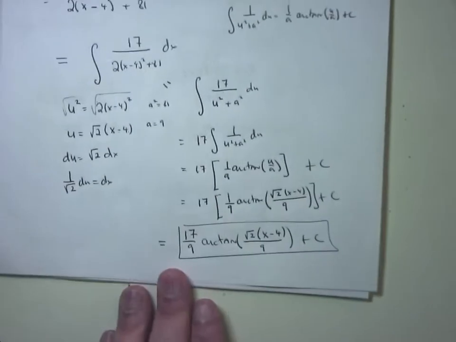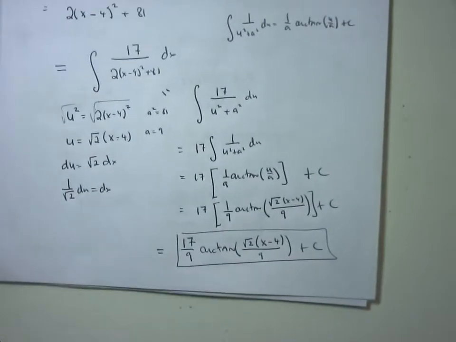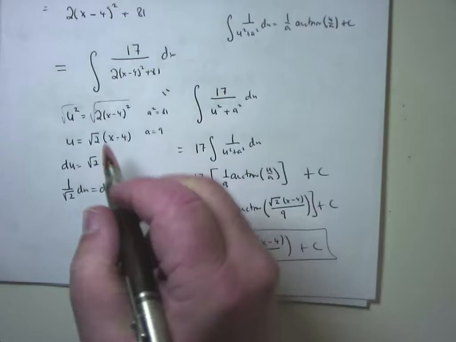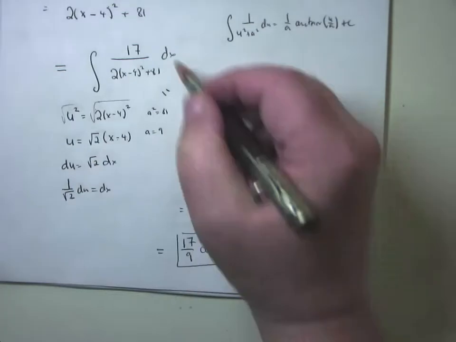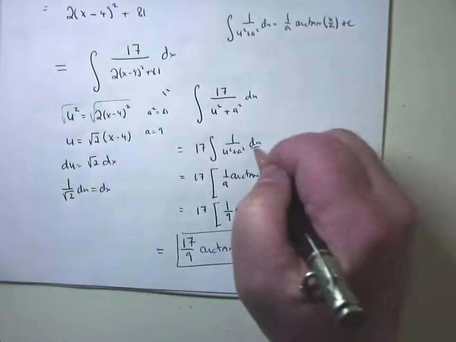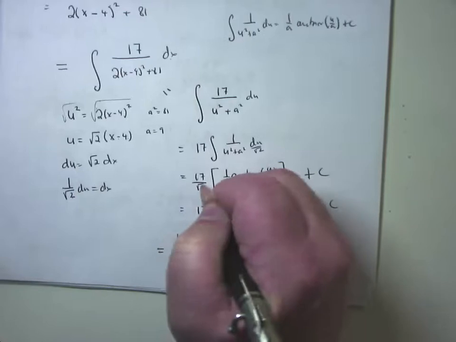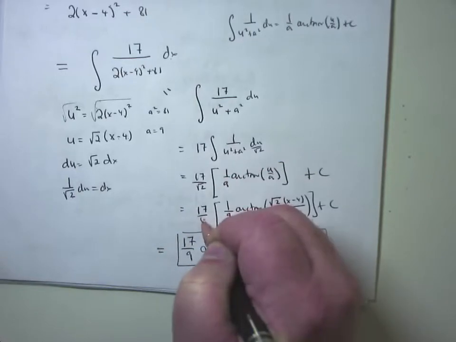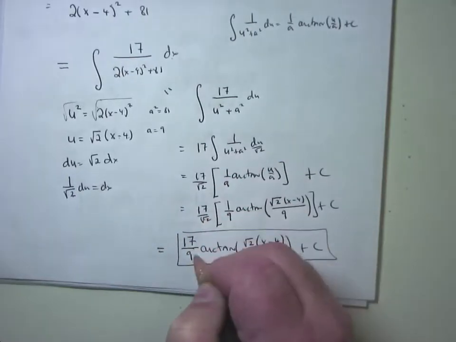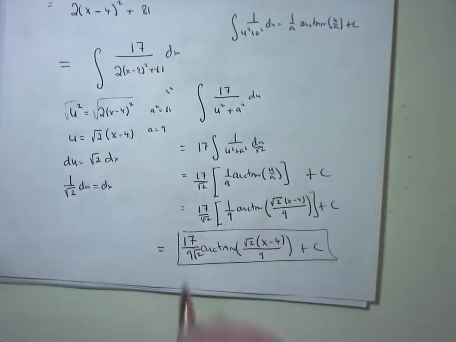Yes, of course. You're right. I lost it, didn't I? Hold on. I moved it over here. I replaced the dx with the du, square root of 2. I'm going to show you. It's right here. Square root of 2, square root of 2, and 17 over 9 times the square root of 2. There it is right there. Thank you for noticing that.